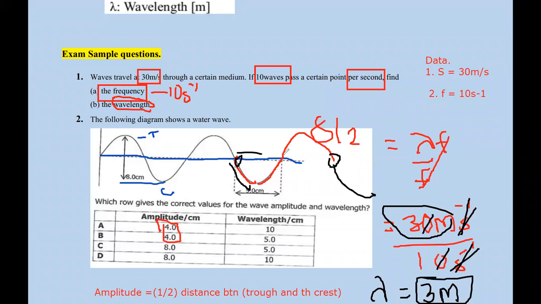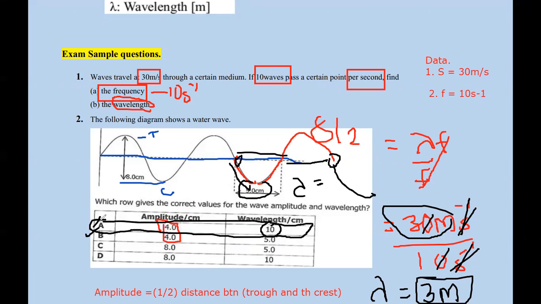So if the distance here is 5, and this is a regular wave, and the distance here is 5, the lambda is supposed to be 10. 5.0 plus 5.0 gives you 10. So from the amplitude, we have A and B winning, and from the wavelength, only A wins. So A wins them all. So that is how you can play around the waves.